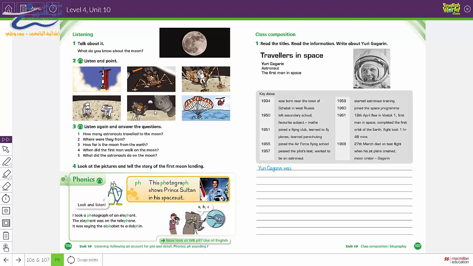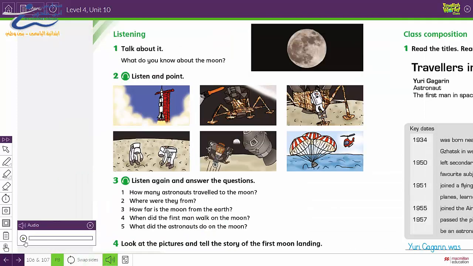Okay, let's move to exercise number 2. Listen and point. Pupils Book, Unit 10, page 106. Activities 2 and 3.